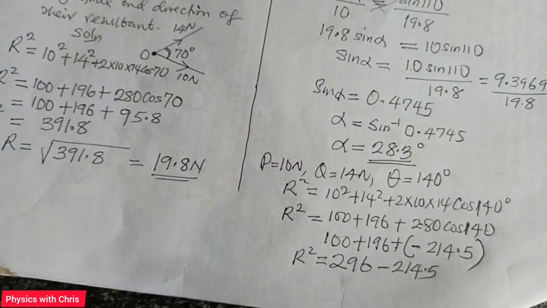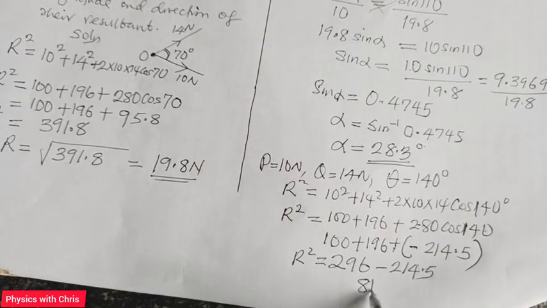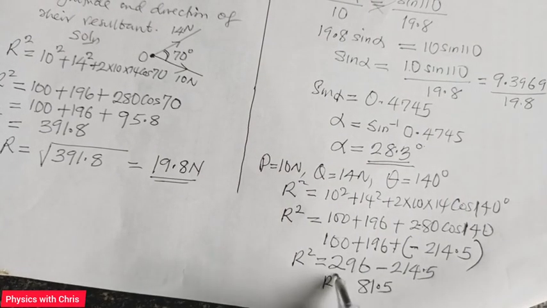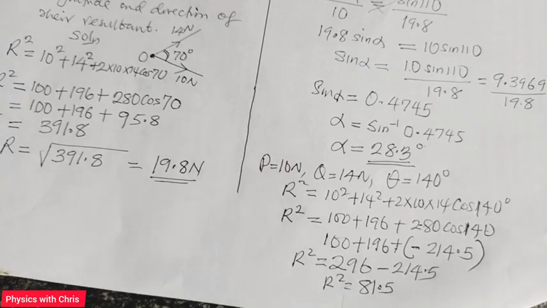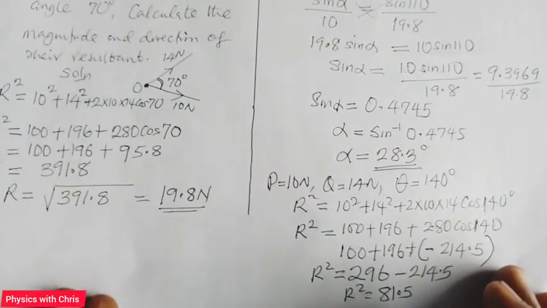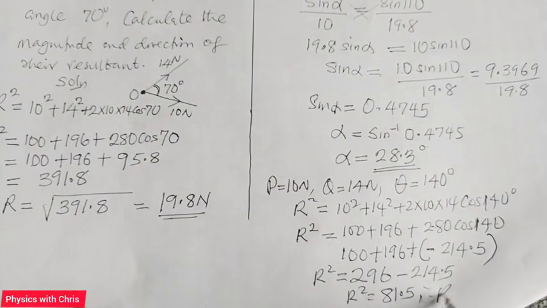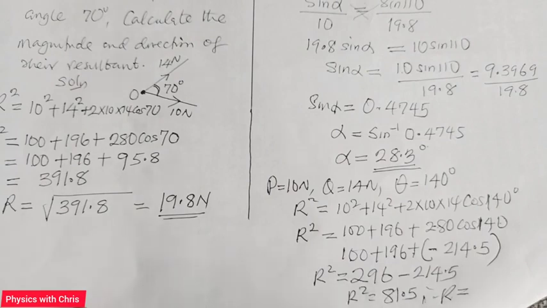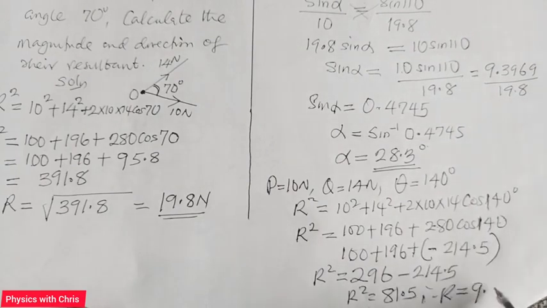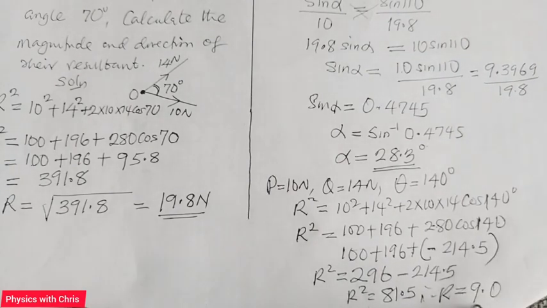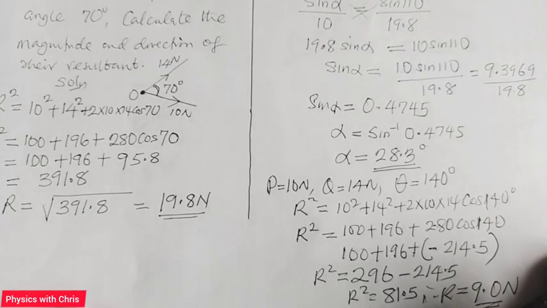So the difference will give me 81.5. That is my R squared. So I'll quickly take the square root of 81.5. That will give you 9.0. So that finally my vector R is equal to, taking square root of this, roughly 9.0 meter. So that is it.